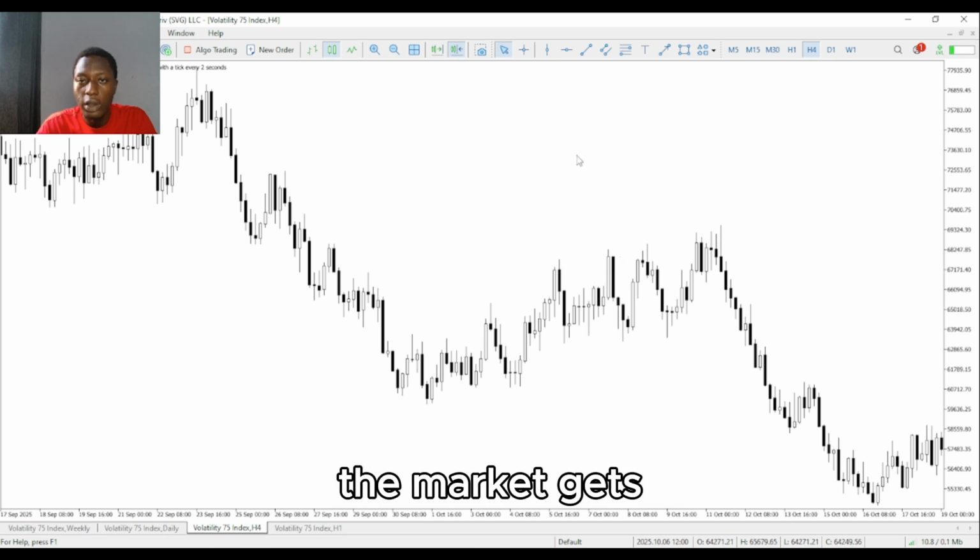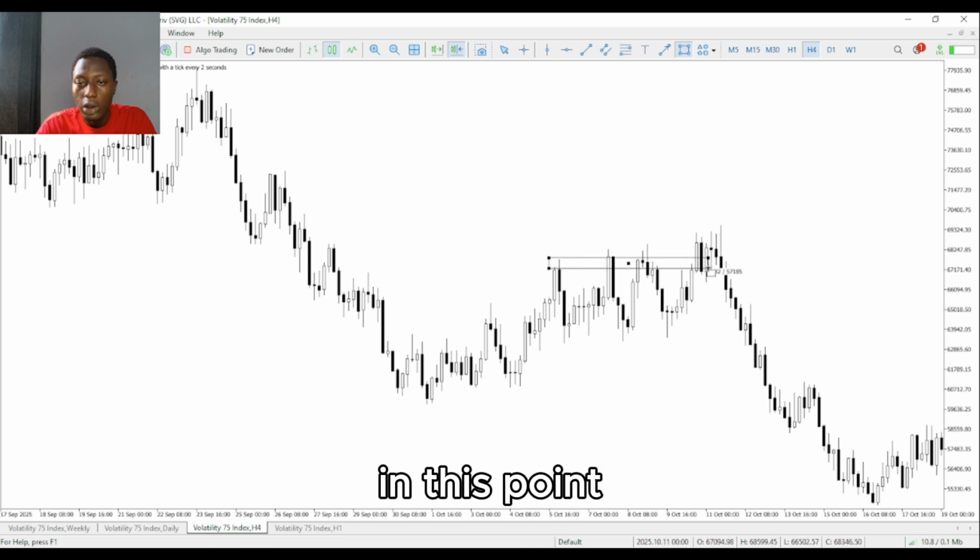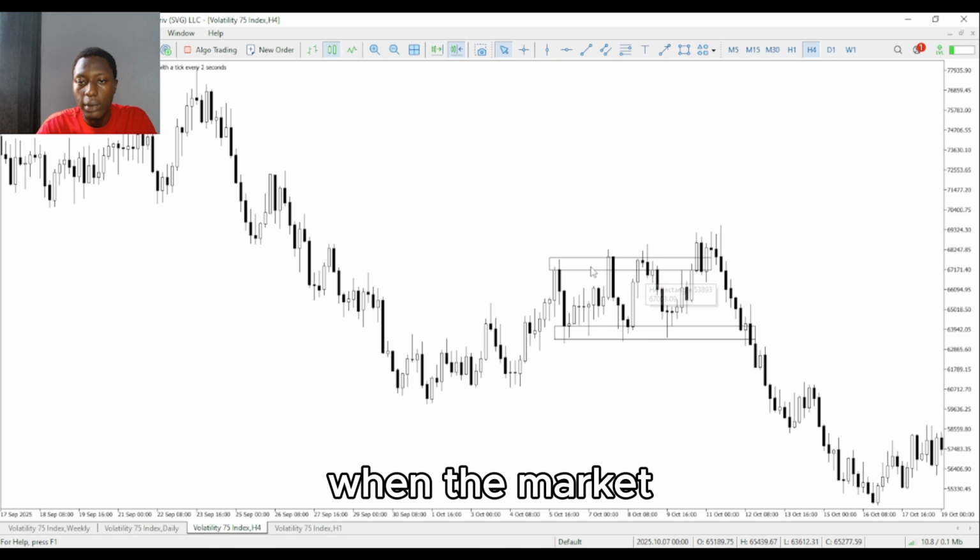And you can see where the market gets here, it looks like the market was ranging at this point right here. You can see it very clearly. You don't have to complicate your analysis. When the market reacted here, it looks like it was ranging, obviously, at this point.